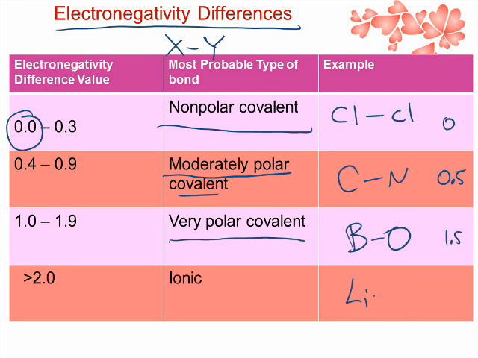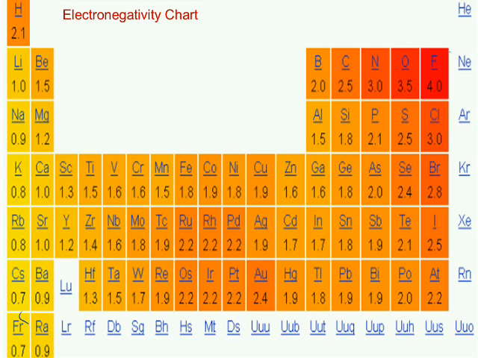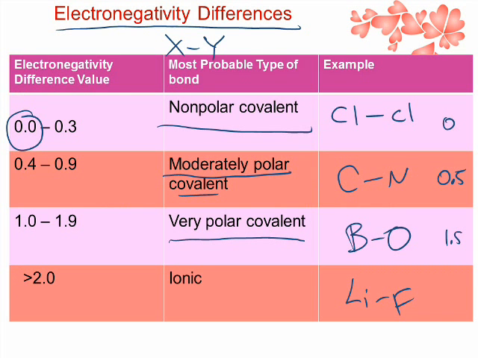And how about lithium and fluorine? Lithium is 1 and fluorine is 4. A difference between those, 4 minus 1 is 3. So anything greater than 2 is ionic. And that's pretty strong. Anything with fluorine, you're going to get a huge pull by fluorine.